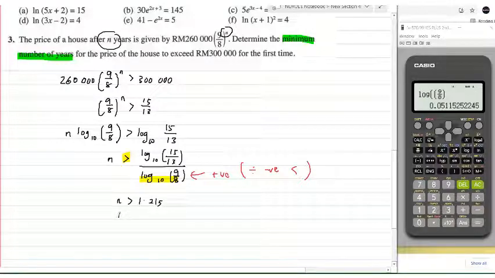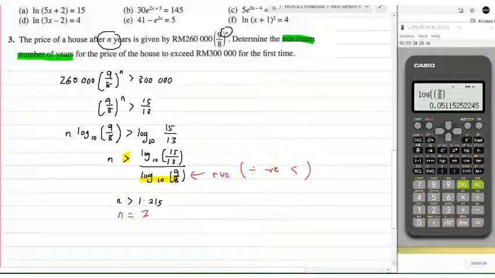So the answer must be put in equation form, equal to. So n is more than, but not equal, right? And the number of years cannot be a decimal. So take the nearest number, not round off. You must understand it is not round off, because there is no need to round off. n years will be n equal to 2.